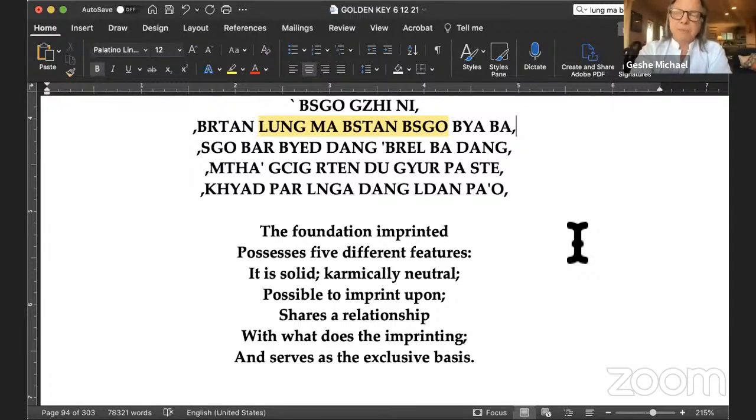Thirdly, it should be something kind of like clay where you can put an imprint, okay? It can't be unimprintable. Fourthly, it has to be connected to the good deeds and bad deeds that plant seeds. Otherwise, you would just do a good deed and a bad deed and it would show up on another planet or something. It has to be connected somehow to your actions. And then lastly, it has to be the only place you can plant your seeds, and there shouldn't be any other place you can plant your seeds, like in your toe or something like that.